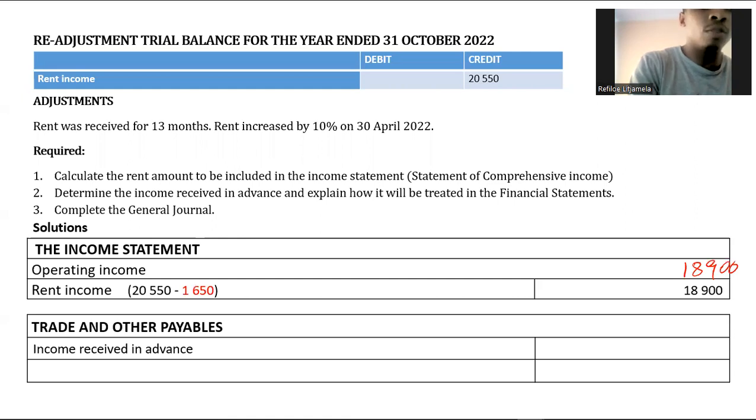And then obviously the liability part will be recorded in trade and other payables. So the rent that we still owe that we received in advance is a liability, and it will be recorded in trade and other payables. And that will give us 1,650. Okay.